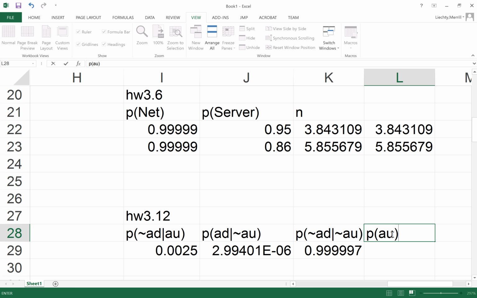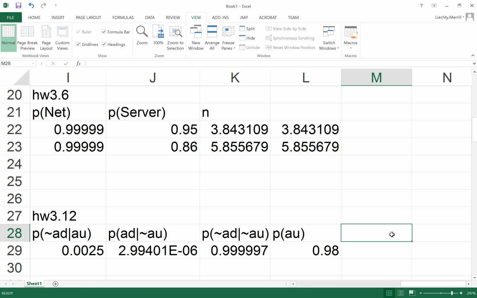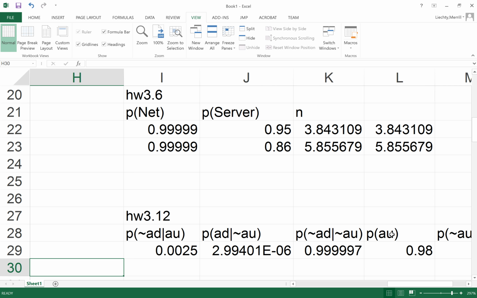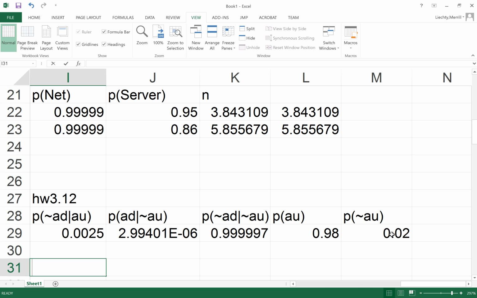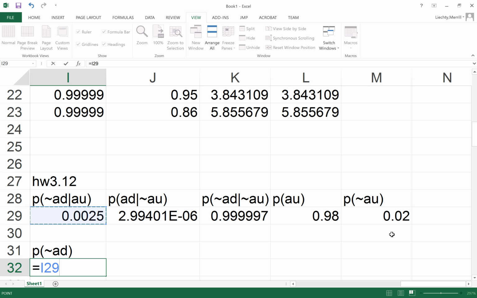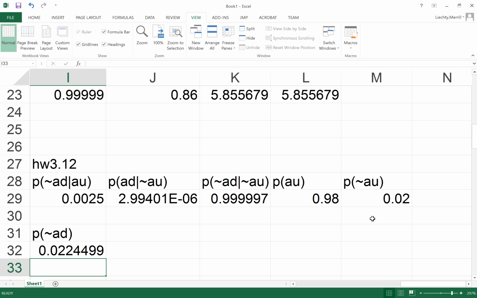And then what else do we have? Probability of being authorized is 0.98, and the probability of being not authorized is just equal to 1 minus that. And so finally we need to find the probability of not being admitted. I'll do it right here. Probability of not being admitted is going to be equal to this number, 3 divided by 1200, times the probability of being authorized, plus the probability of not being admitted given you're not authorized times the probability of not being authorized. So there's a 2% chance that someone's not going to be admitted. Every single person who walks up, there's a 2% chance.